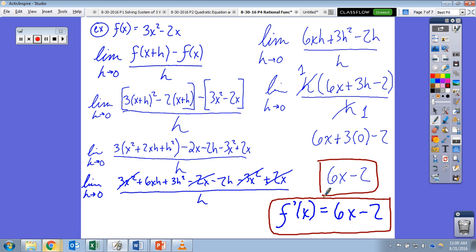For those of you that know the shortcut, it is kind of neat how it magically works for polynomials. You just bring the power to the front and drop it down, which you guys will see very soon. Whoever figured out the shortcut was a genius. Seriously, thank God for that person.